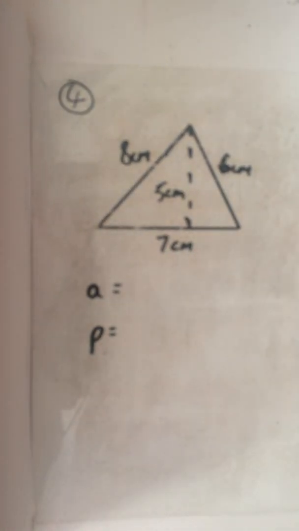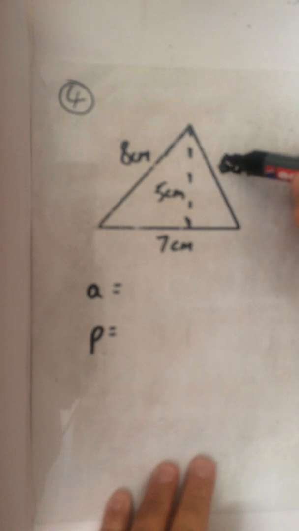Right, we're just going to have a couple of examples of these because I think we'll be perfectly fine in them. So in your books, number 4, could you have a go at that, please? Find the area and the perimeter. Pause the video while you do that, and off you go. Right, let's have a little look.